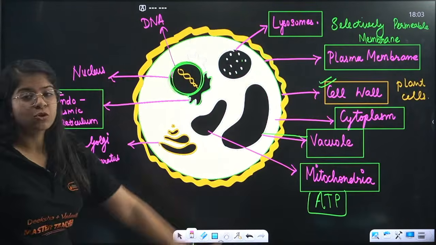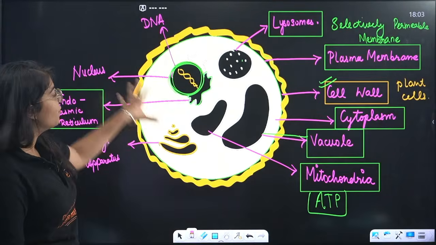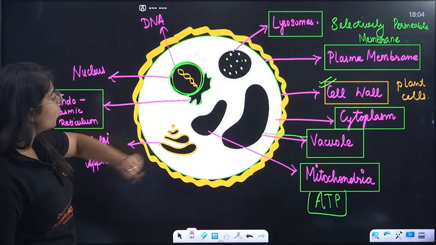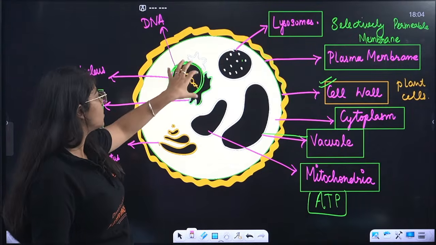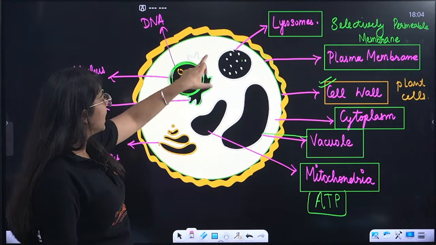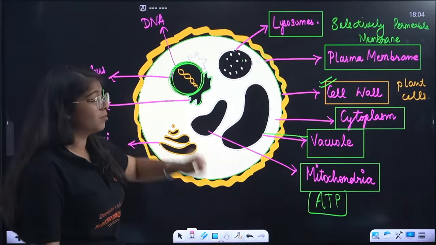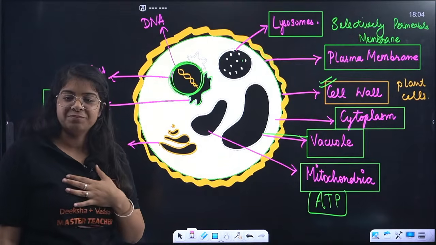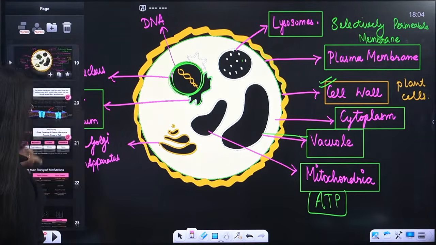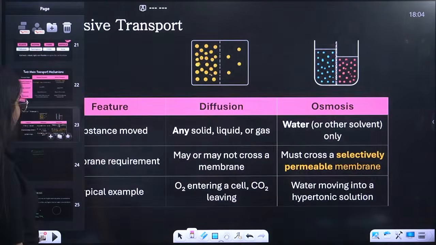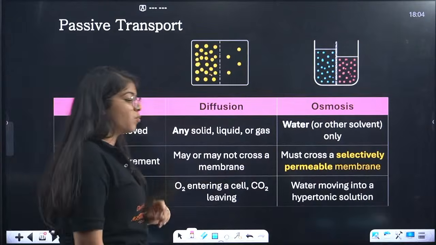Then we have this whole structure of cells, like we understood these are Golgi apparatus, this is my mitochondria, this is vacuole, lysosomes, my nucleus, DNA, endoplasmic reticulum, cytoplasm, cell wall, plasma membrane. Done. So we studied all this, and after that we studied last time, very important, that is diffusion and osmosis.